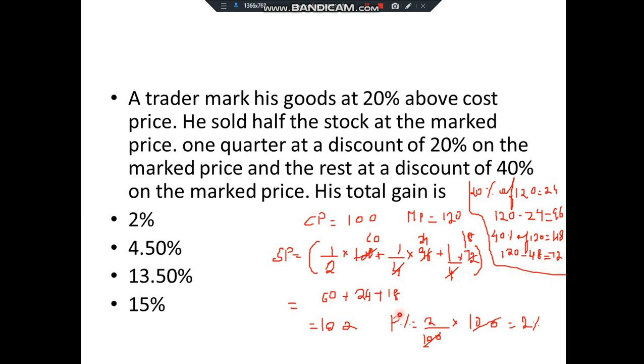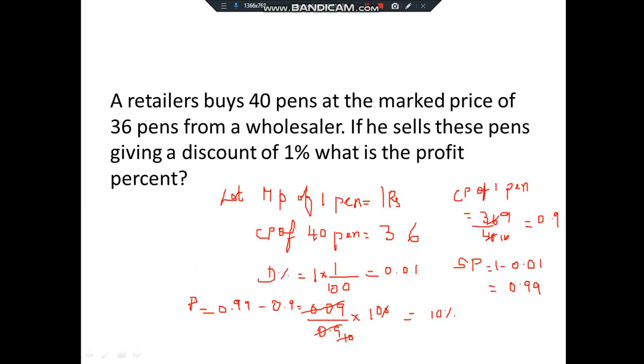Okay, so when you cancel it out, you get 60 plus 24 plus 18, which in total is 102. So that is the total selling price. Okay, so you already have the cost price. We'll have to find the profit percentage. So 102 minus 100, which is 2, divided by 100 into 100. So finally we get the profit percentage as 2%. Hope it is easy. See next question. A retailer buys 40 pens at the mark price of 36 pence from a wholesaler.